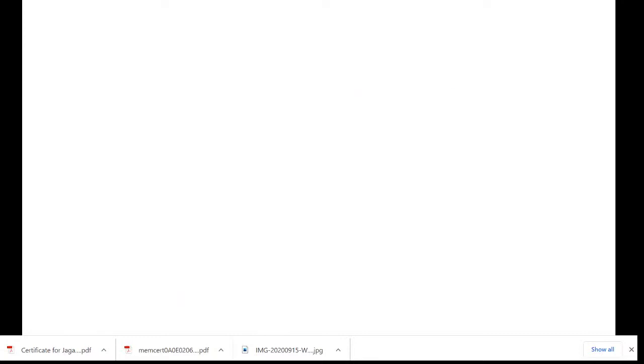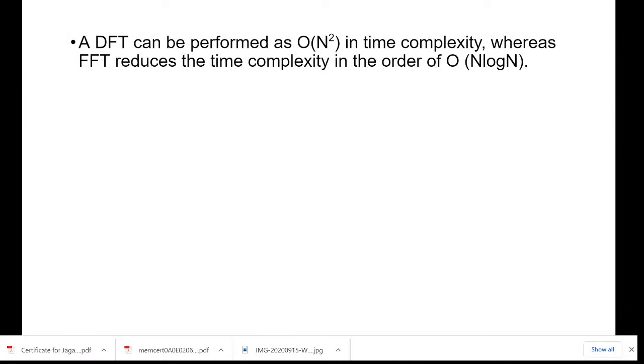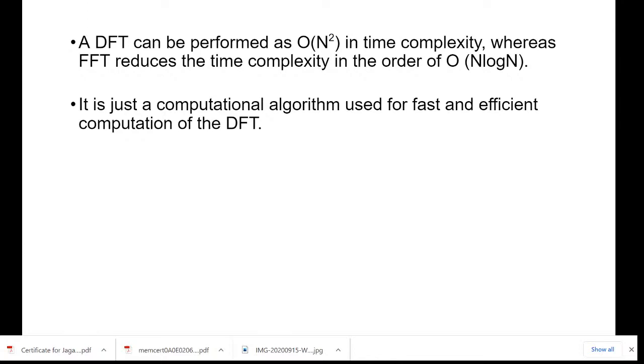You can see in the next slide that DFT can be computed with a time complexity of O of n square when you want to find an n point DFT. Whereas if you use FFT to compute the same, the time complexity will be O of n log n. So that is much faster. Using FFT, the computation of DFT is much faster.